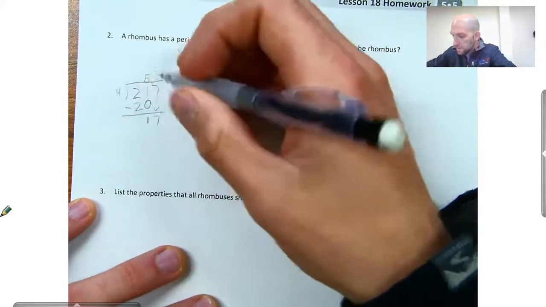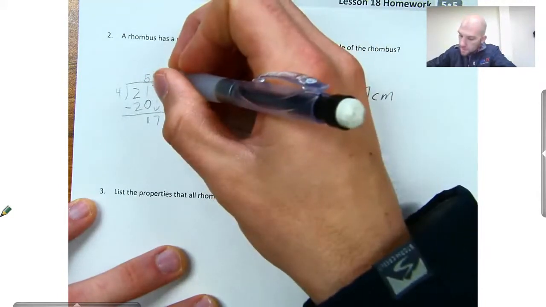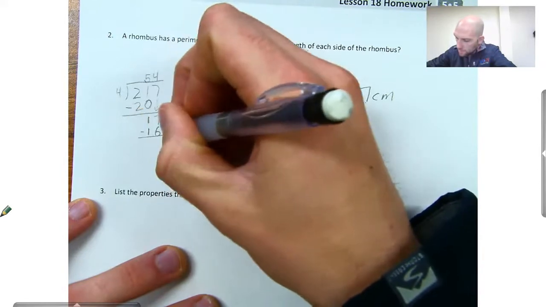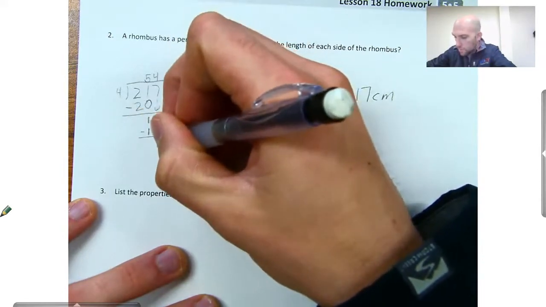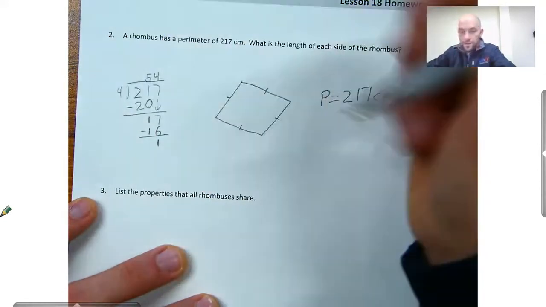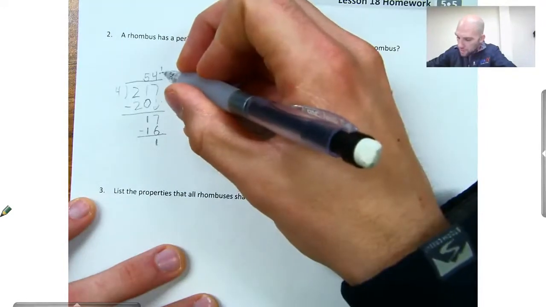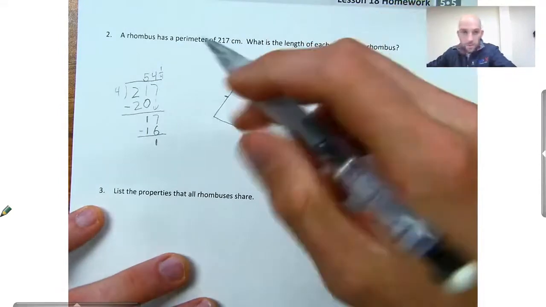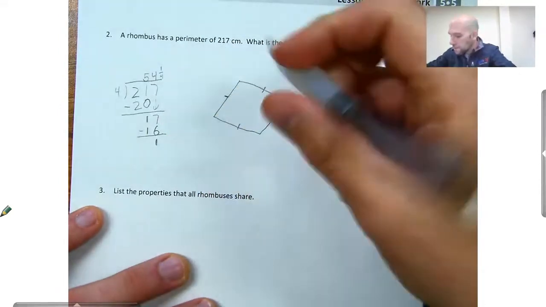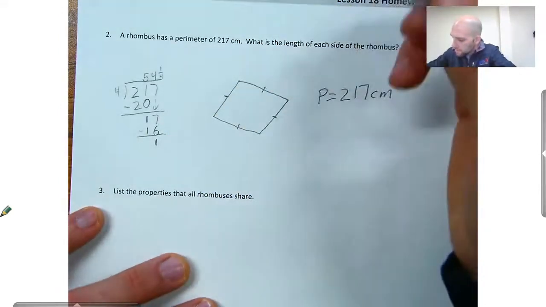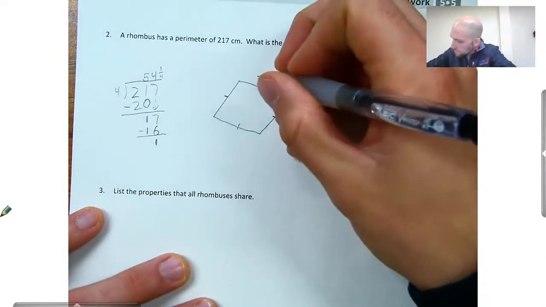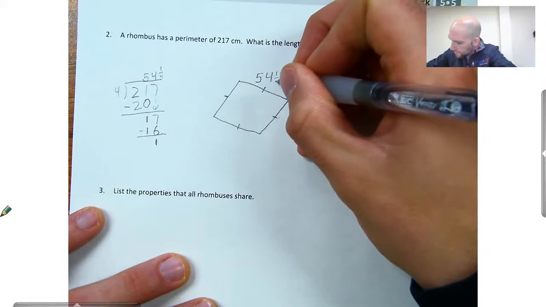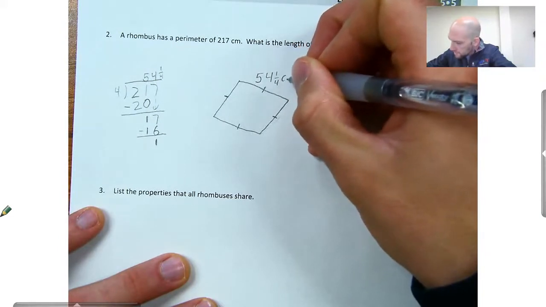4 goes into 17 4 times. 4 times 4 is 16, which gives us 1 left over. 1 divided by 4. And we're just going to leave that as a fraction. I'm going to call that 1/4. Could have kept going and made it 0.25, but we're going to call it 54 1/4. It's a little bit easier to do. We know each side is 54 1/4 centimeters.